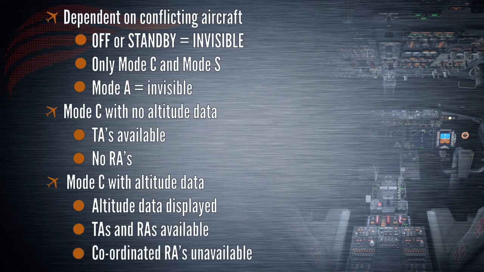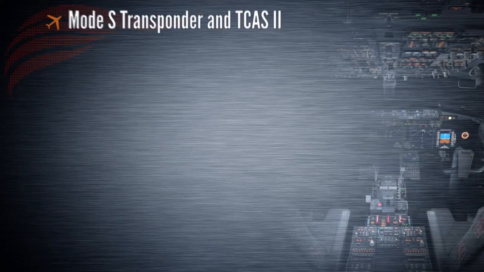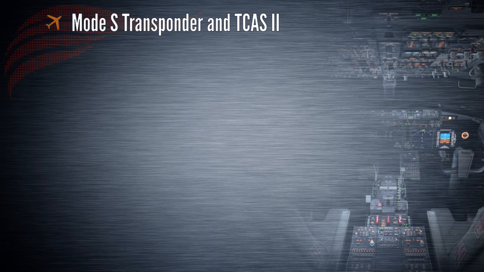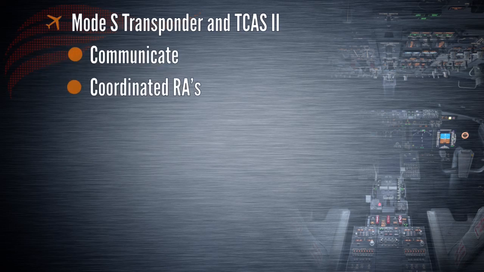Coordinated resolution advisories will not be available, however, as this feature requires the Mode S data link and TCAS-2 installation in the other aircraft. If the other aircraft has a Mode S transponder and TCAS-2 installed, then the two TCAS systems may establish communications and coordinate resolution advisories. This ensures that the two resolution advisories given will be compatible and not worsen the situation.